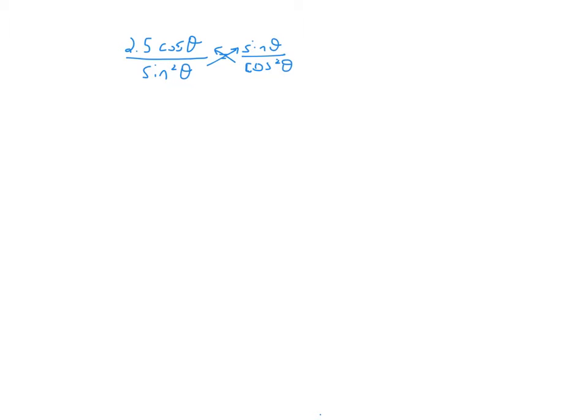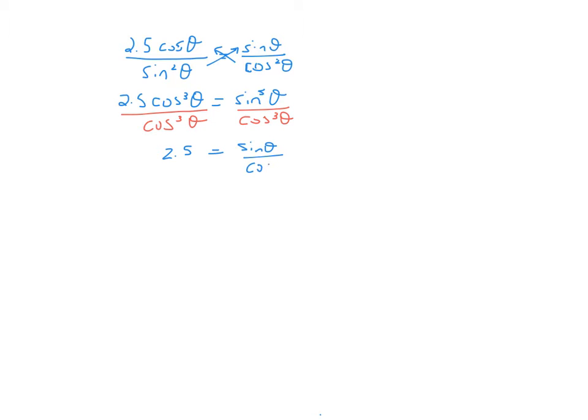Continuing with the example from our previous video, we are going to cross multiply here, and when we do, we get 2.5 times cos cubed theta, and that will equal sine cubed theta. From here, I'm going to divide both sides by cos cubed theta. The reason is that it'll leave us with our 2.5 on the left side, and on the right side of the equal sign, we're going to end up with sine theta over cos theta, all cubed.